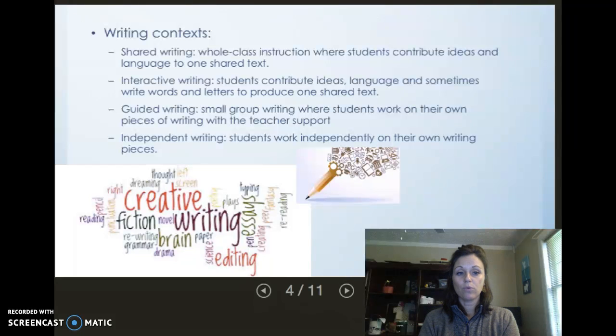Instructional contexts for writing include shared writing, interactive writing, guided writing, and independent writing. Shared writing is whole class instruction where students contribute ideas and language to one shared text. Interactive writing is where students contribute ideas, language, and sometimes write words and letters to produce one shared text. Guided writing is small group writing where students work on their own pieces of writing with the teacher's support. In independent writing, students work independently on their own writing pieces.